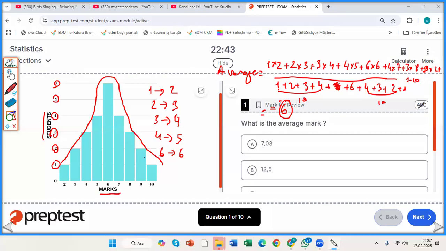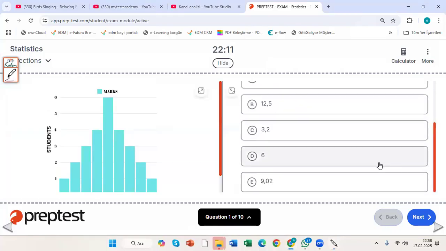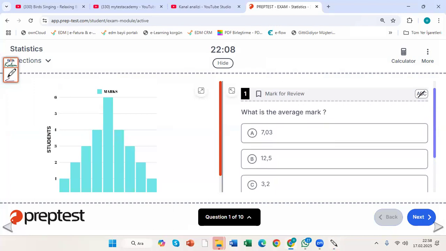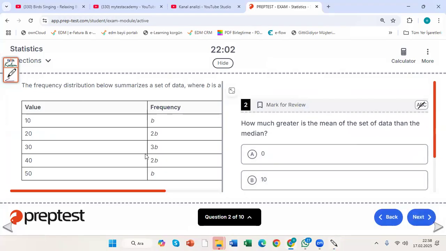That's why if you see such a frequency graph, you can easily say, without any calculation, that the midpoint of that graph shows you the average value of the data set. So you can say that by not using any calculation, our average value is 6. Okay. Can everybody understand what I mean? Yes. Okay, so let's look at the other question.